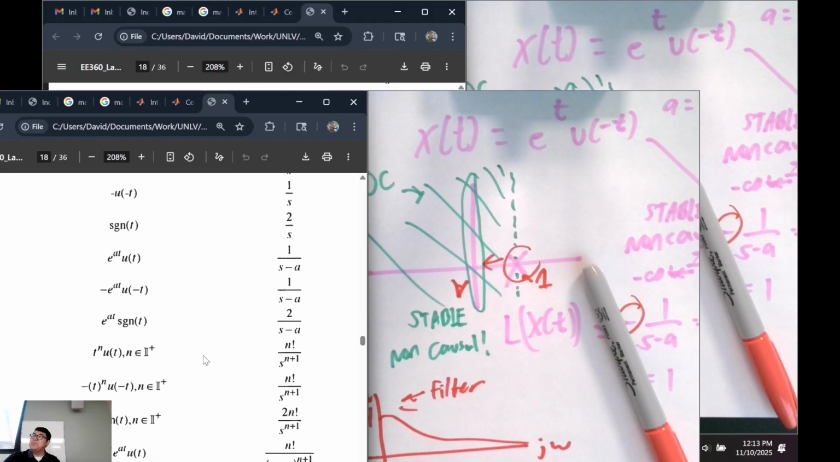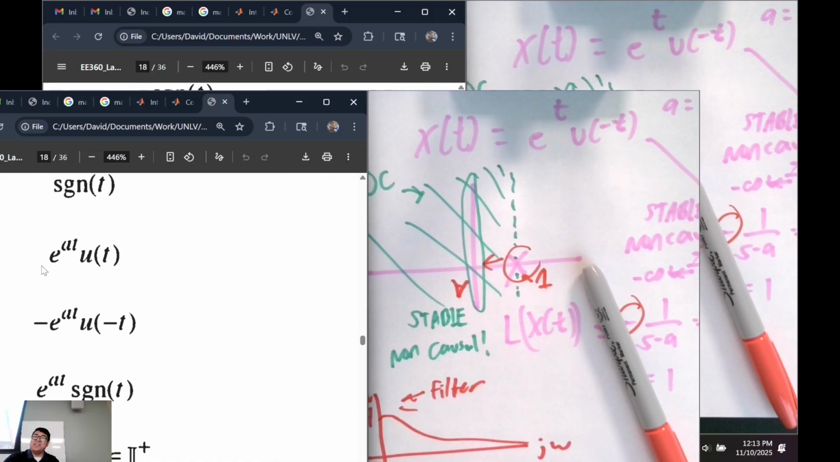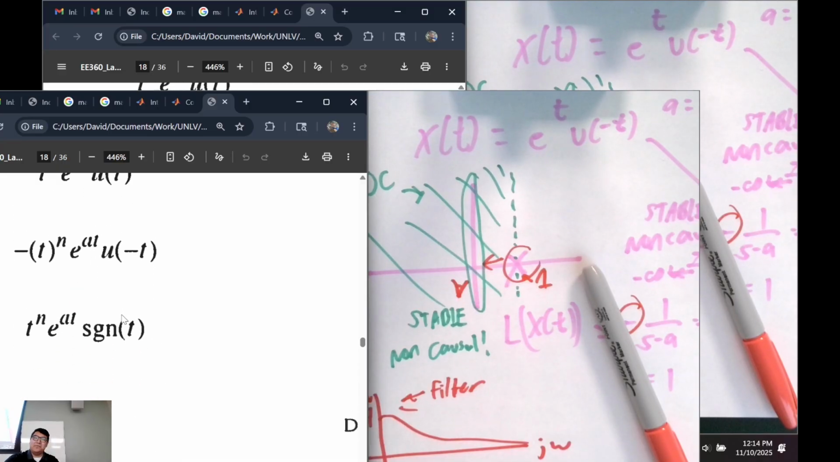I recommend you memorize some of them, especially this guy. These two right here are going to be on the exam, okay? All right, he's going to put a non-causal system on there. So you've got to understand the region of convergence and how to draw your actual signals, okay?